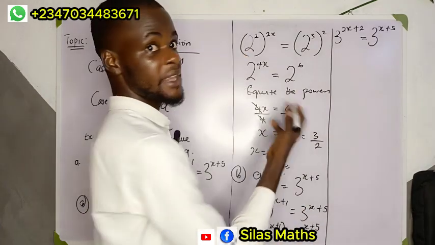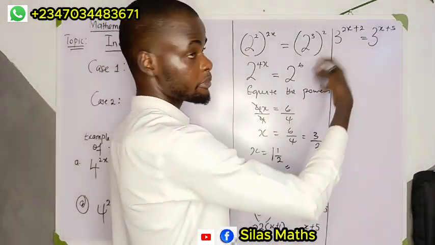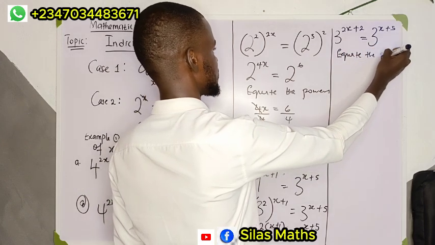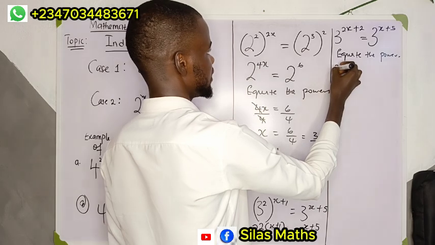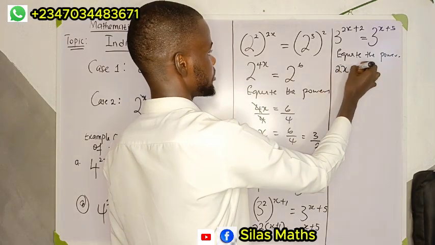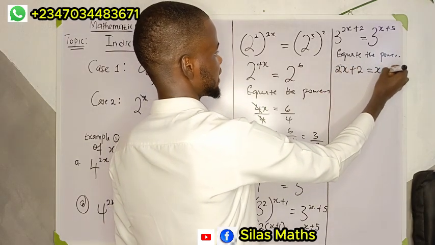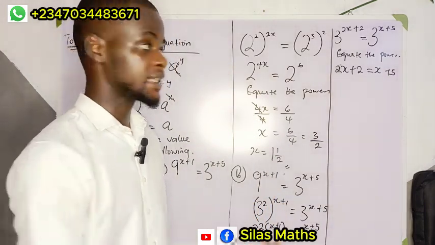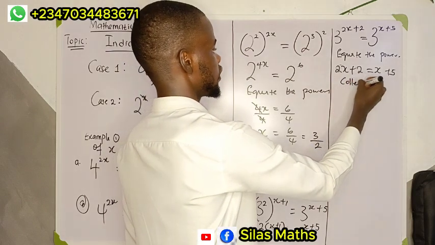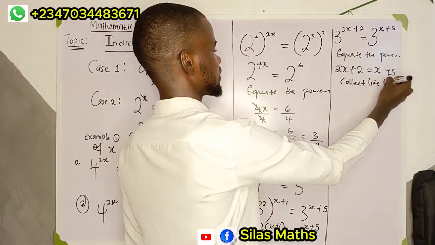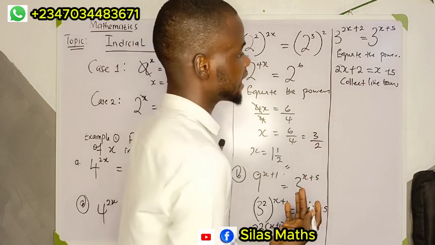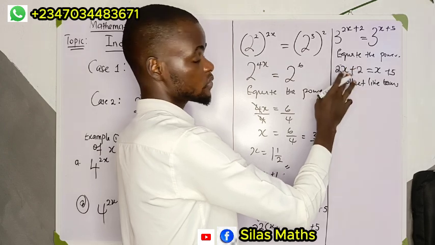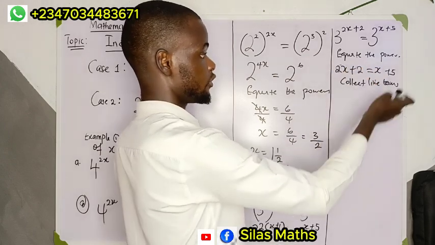Now at this point, their bases are the same. What do we do? We equate their powers. So equate the powers. We're going to have 2x plus 2 equal to x plus 5. So at this point, what do we do to find the value of x? We collect like terms. In collecting like terms, all the values that have x should cross over to one side, while those that are just single numbers should move over to the other side.